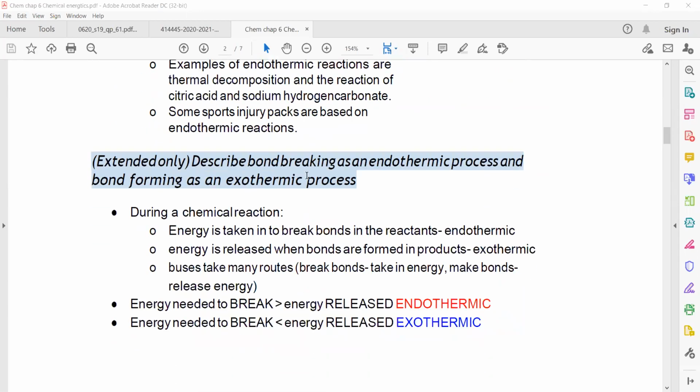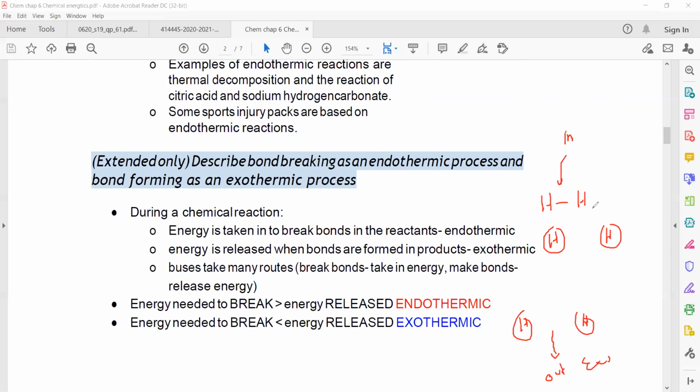In terms of bonds, if we want to break a bond, we have to supply energy. Like a hydrogen-hydrogen bond, I have to supply energy to break this bond. That's why we call bond breaking an endothermic change. And bond forming, like if two hydrogen atoms are there, the two atoms will try to form a bond, come close to each other. They release energy. So if energy is released, the reaction will be exothermic.